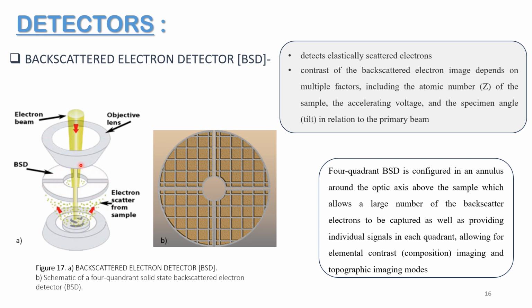Here it is placed just right above the sample. So this is the sample stage and this is the backscatter electron detector, which is placed right above the sample stage. So the maximum number of electrons are detected, and the detector uses a four-quadrant solid state design, in which each quadrant gathers the electrons and gives out information about the sample.